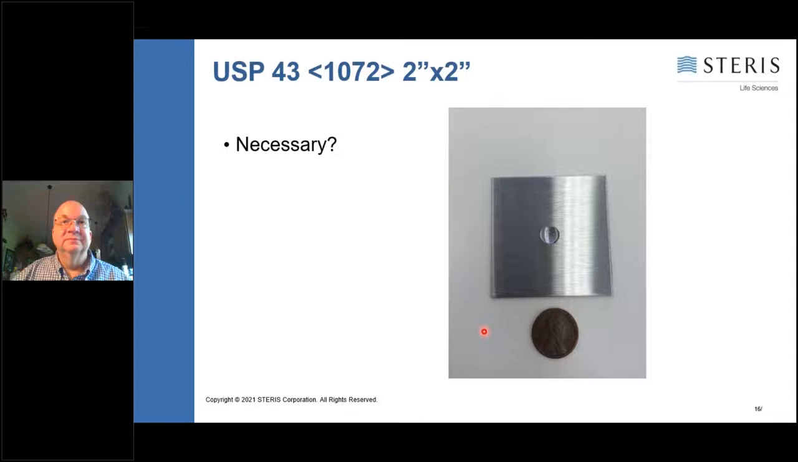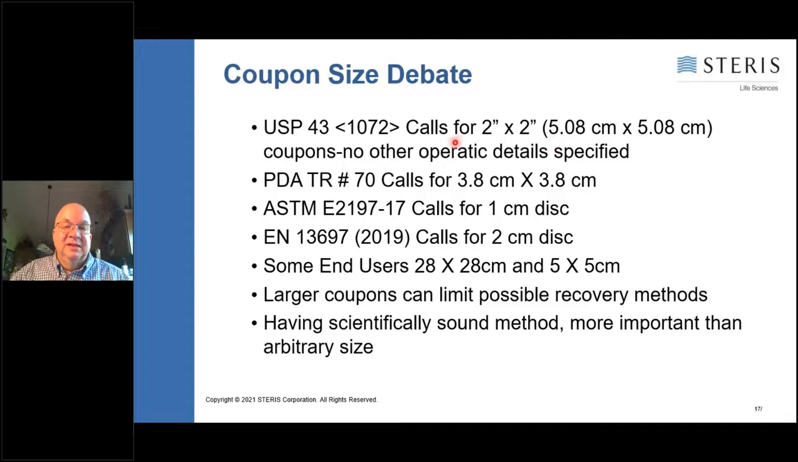So that's where the coupon size debate comes into play. 1070 Sioux mentions 2-inch by 2-inch, which is 5.08 centimeters by 5.08. As you can see, there are these huge coupons, not easy at all to use in a plastic container, petri dish, or anything. PDA's Tech Report 70 calls for 3.8 by 3.8 centimeters.